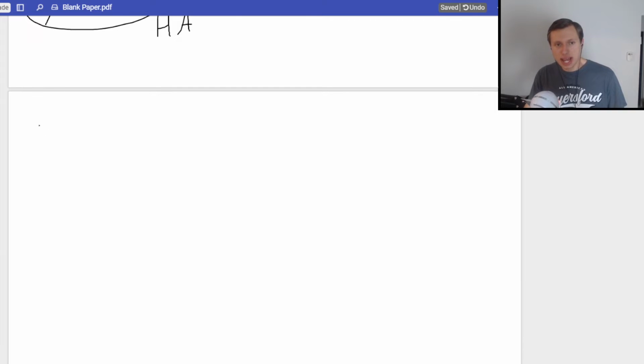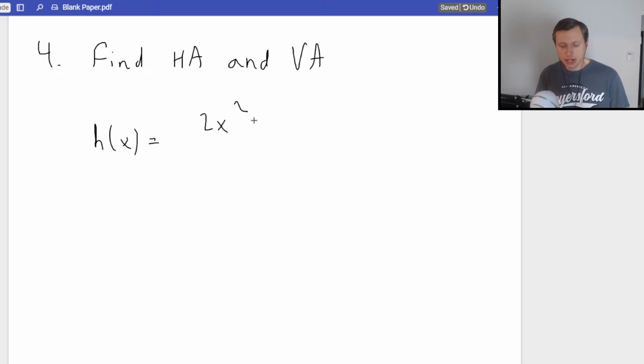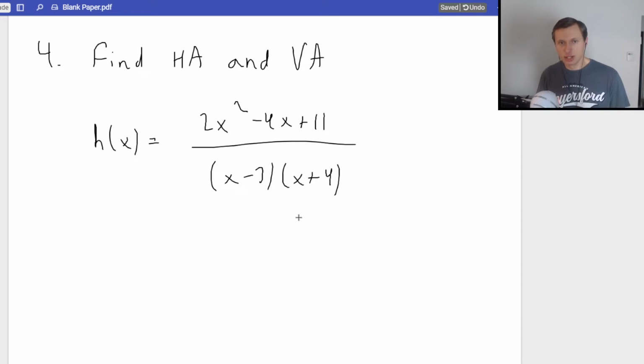Number 4, exact same question. Find horizontal asymptote and vertical asymptote. For this function, I have h of x equals 2x squared minus 4x plus 11 divided by, in the denominator, I have x minus 3 times x plus 4.